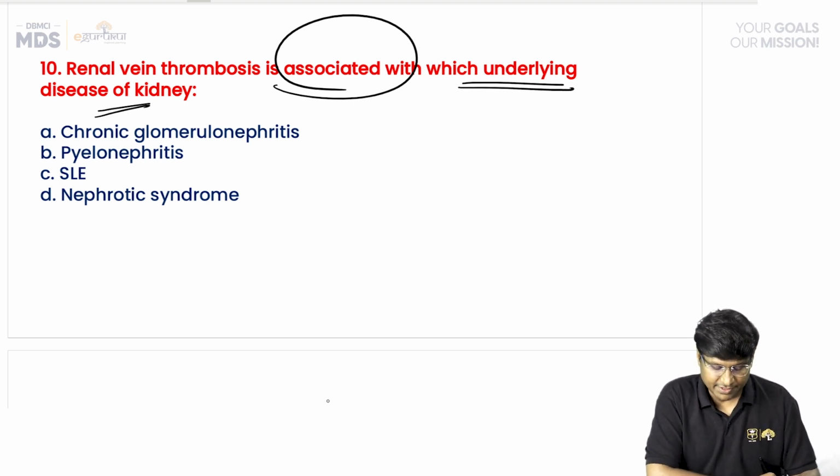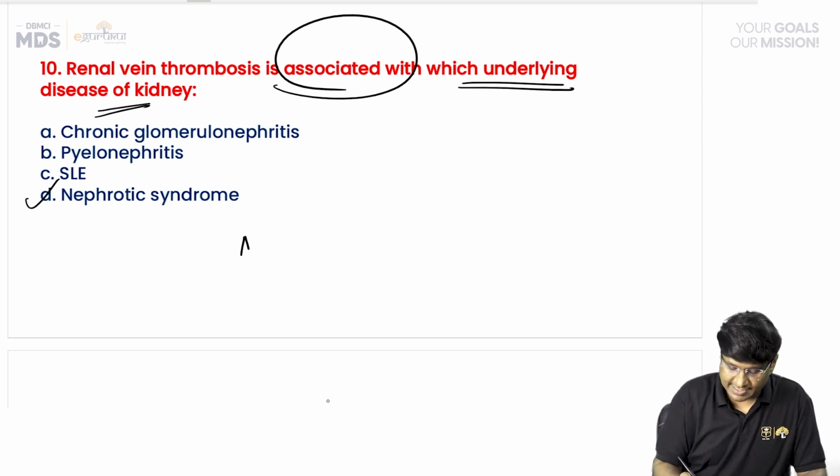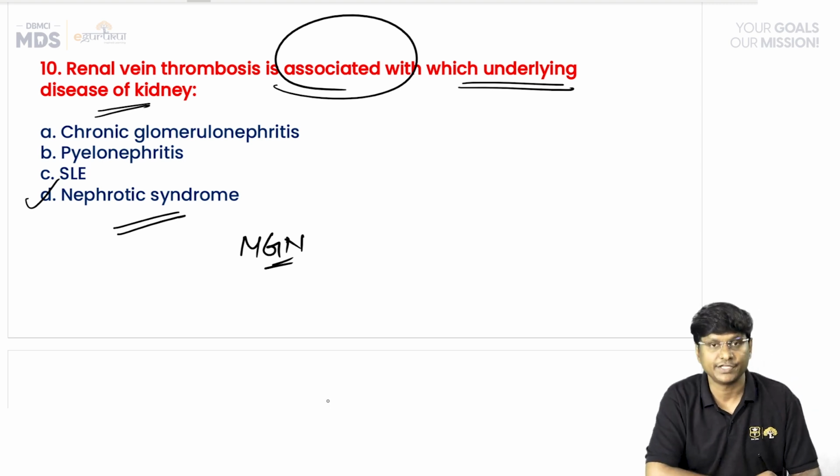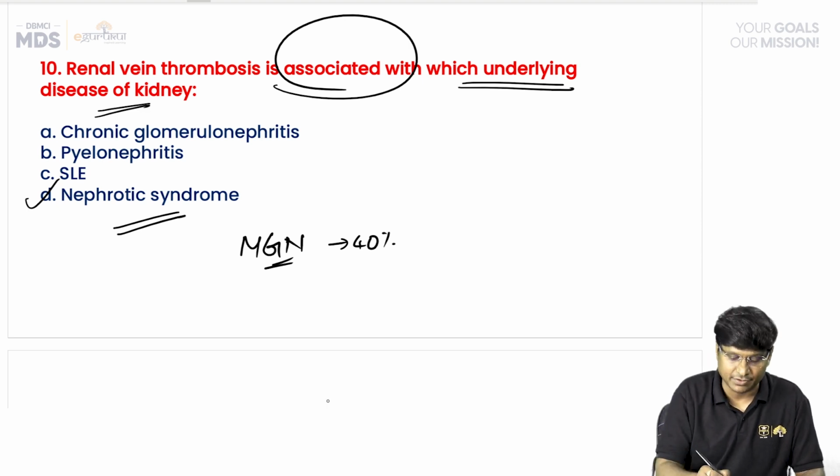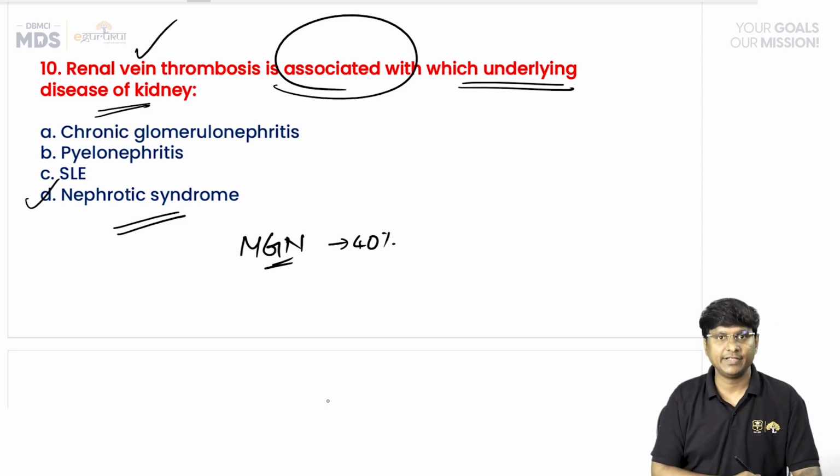Chronic glomerulonephritis, pyelonephritis, SLE, and nephrotic syndrome. Renal vein thrombosis is observed in membranous glomerulonephritis, which is part of the nephrotic syndrome, right? And almost 40% of patients with membranous glomerulonephritis, which is observed in elderly individuals, have renal vein thrombosis.